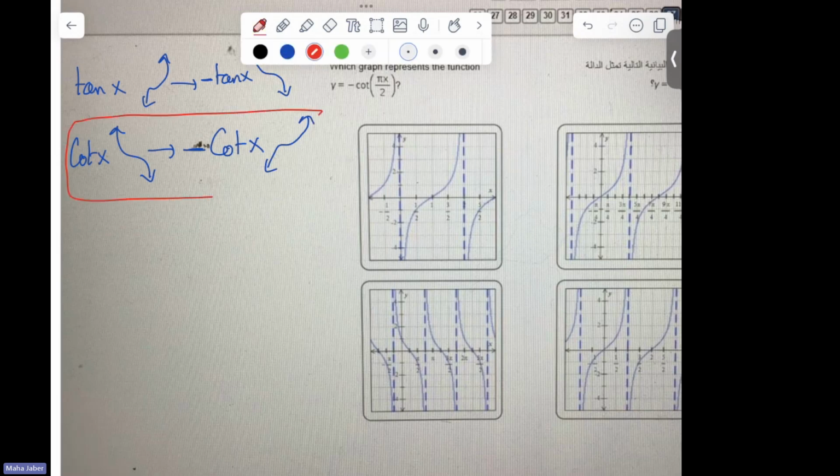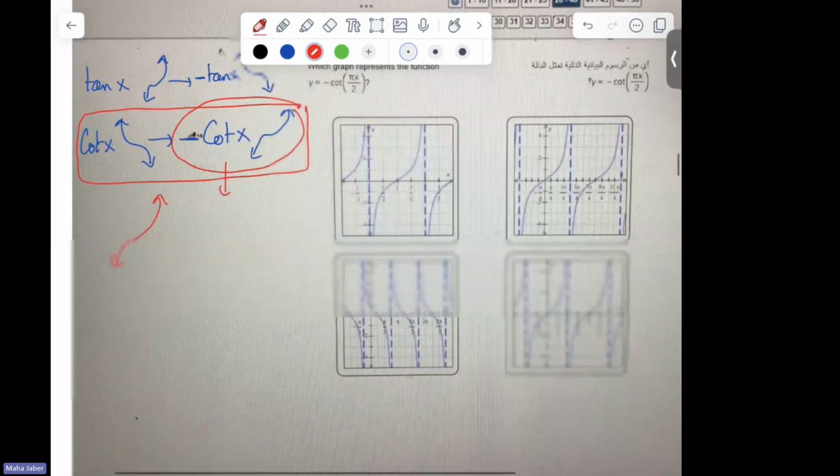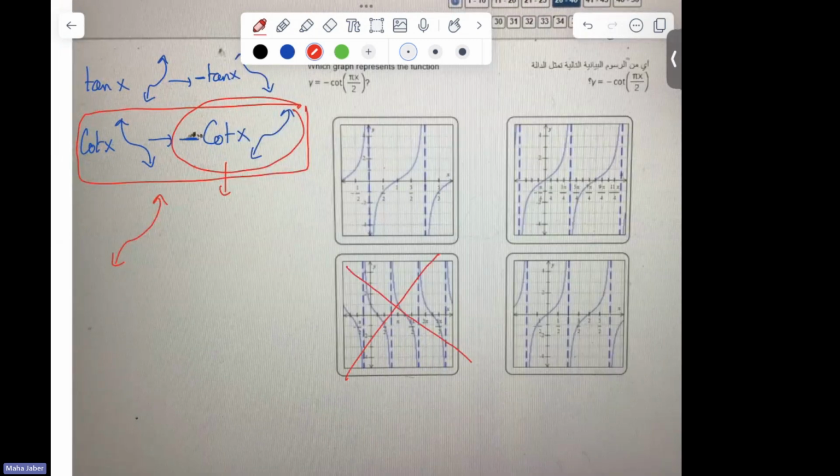We are dealing with the cotan x, especially with the minus cotan x. Our answer should look like this. Based on that, I'm going to eliminate immediately this option. I will not use this option because it contradicts the tip that I'm giving. Now, to decide which one, I would suggest to use the following.